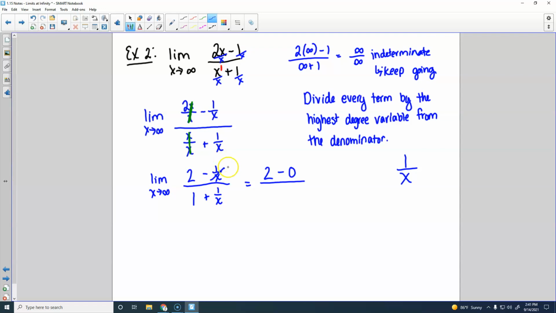Whenever you're plugging in small numbers, it's going to make a big difference. But when you go to infinity, it's like that 1 over x isn't even there. So it goes to 0.